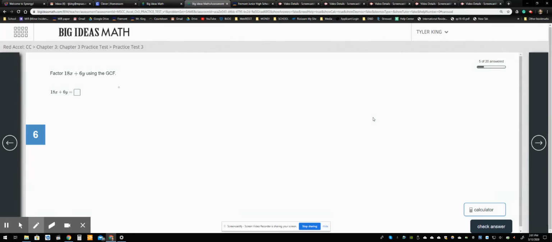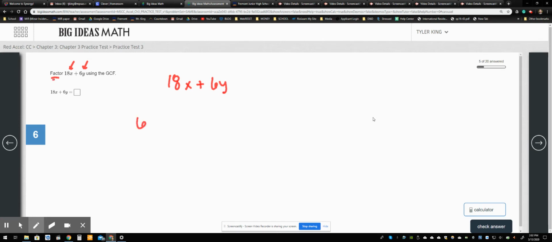Okay, we want to factor 18x plus 6y using the greatest common factor, the GCF. So what we're first going to ask ourselves is, what is the biggest number that goes evenly into 18 and 6? The biggest number that's going to go into both of those is 6. So I have 18x plus 6y. Now the GCF here is going to be 6.